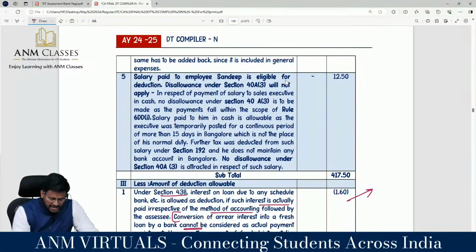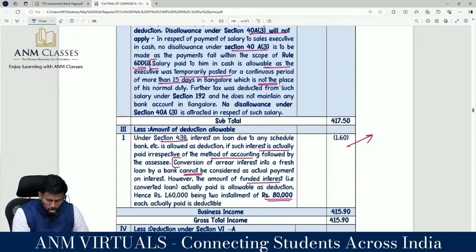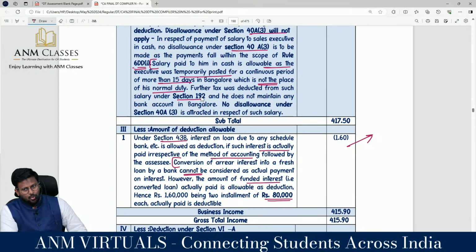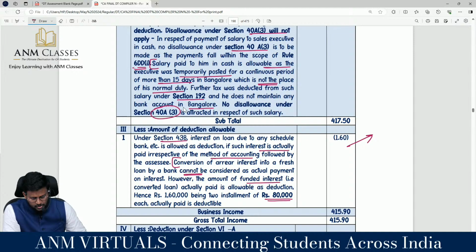Salary paid to employee Sandeep is eligible for deduction. Disallowance under 40A subsection 3 will not apply. In respect of payment of salary to sales executive in cash, no disallowance under 40A subsection 3 is to be made as the payment falls within the scope of rule 6DD. Salary paid to him in cash is allowable as the executive was temporarily posted for a continuous period of more than 15 days in Bangalore, which is not the place of his usual duty. Further, tax was deducted from such salary under what section? Section 192, TDS on salary, and he does not maintain any bank account in Bangalore. So no disallowance under 40A subsection 3 is attracted in respect of such salary.